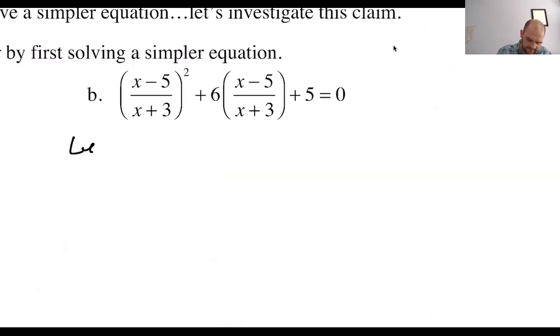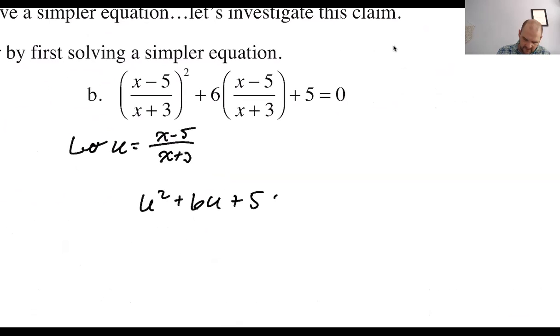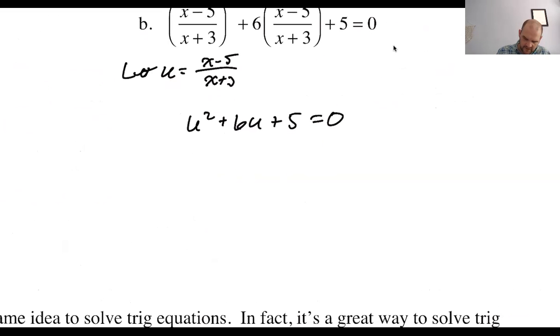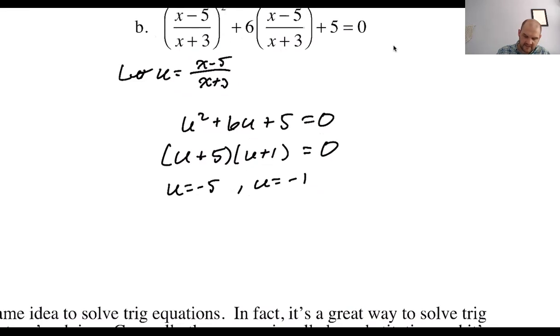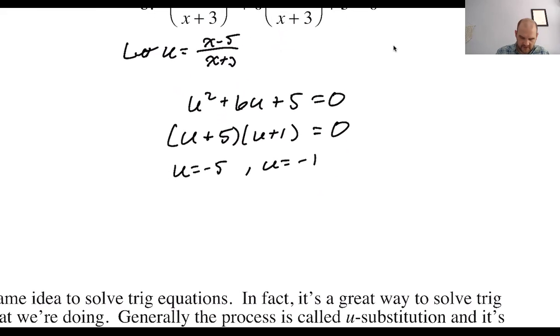So here, I'm going to let u equal x minus 5 over x plus 3. Then the problem becomes u squared plus 6u plus 5 equals 0, which is super close to the last one: u plus 5, u plus 1. It's one of those weird factoring deals. So either u equals negative 5 or u equals negative 1. It's still not super great because u is equal to x minus 5 over x plus 3.